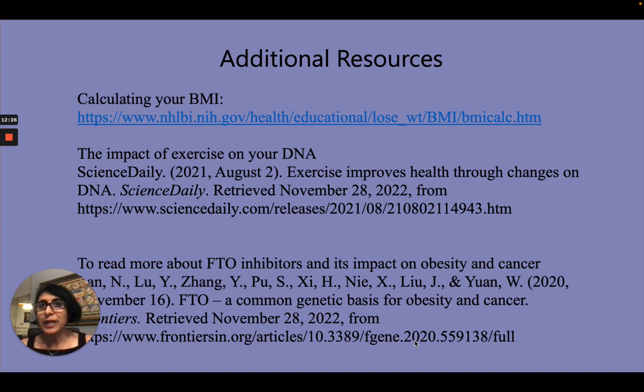So these are additional resources. As promised, if you'd like to calculate your BMI, here is a trusted source. You could just add in your height and weight and you will have the information. Also, the impact of exercise on your DNA. And again, that's more of an environmental affecting your genetics. And then I do have an additional one if you'd like to read more about how FTO inhibitors affect obesity and cancer.